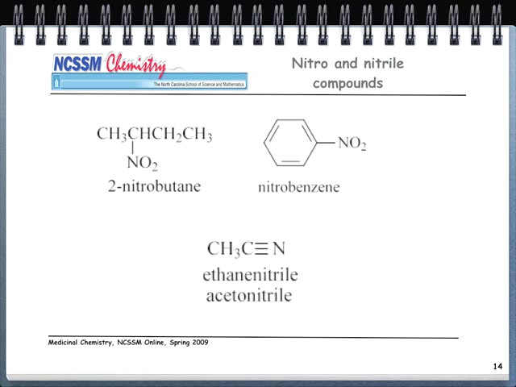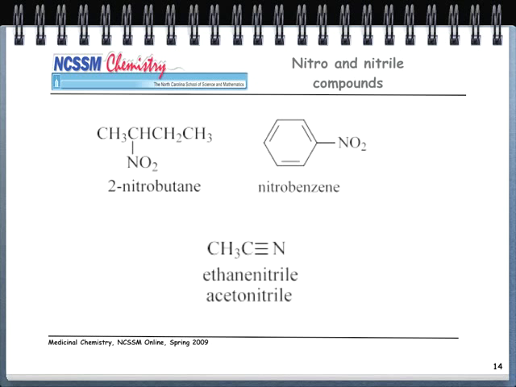Okay, you also have some nitro and nitrile compounds. You're going to see these a fair amount in medicinal chemistry. The nitro group is an NO2 group, and in this case, if you look at top left, we have a butane, 1, 2, 3, 4 carbons, and on carbon number 2, there's a nitro group attached, so this would be 2-nitrobutane. The next structure over, we have a benzene ring with a nitro group attached to it, so this would be nitrobenzene.